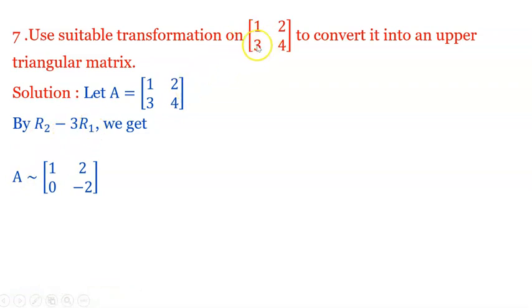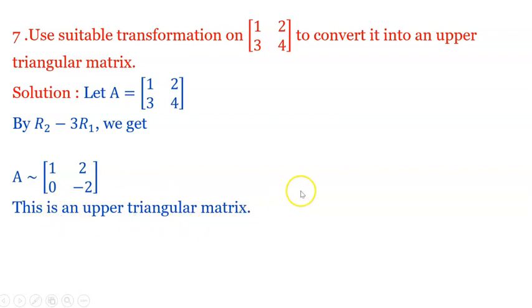Then here you will get 3 minus 3, which is 0. Next, 4 minus 3 into 2, that is 6. 4 minus 6, here you will get minus 2. Keep the first row as it is. And this is an upper triangular matrix.